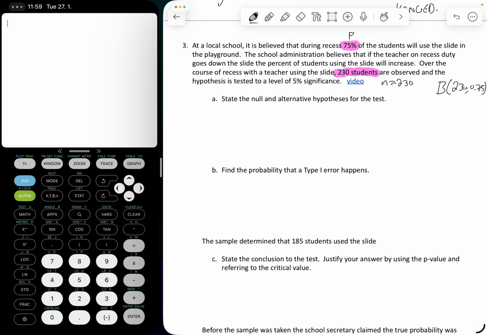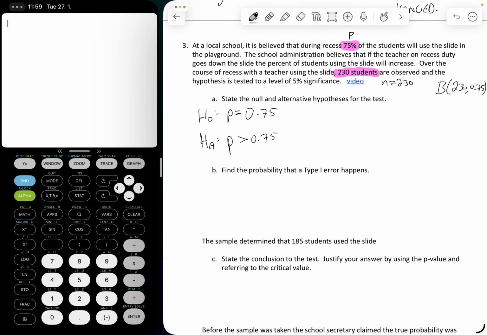Null and alternative hypothesis. So the null hypothesis is that there hasn't been any change. The proportion is 0.75. That is the percent of kids that use the slide. The alternative is that if the teacher uses the slide, p is now greater than 0.75.